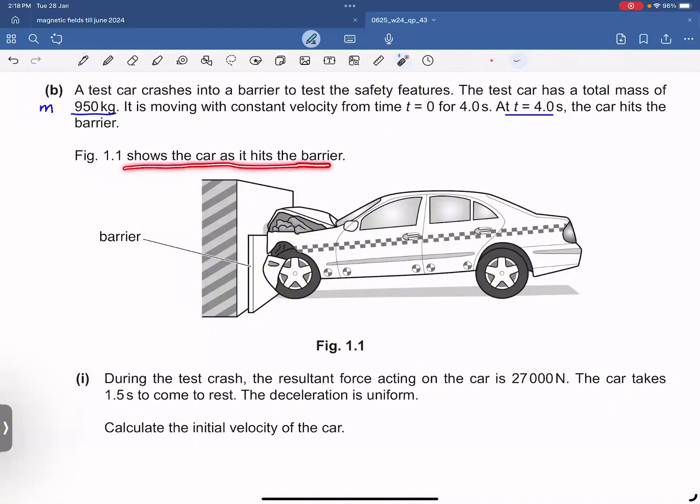The figure shows the car as it hits the barrier. During the test crash, the resultant force is this. You can underline this number, which is the resultant force, F. The car takes 1.5 seconds, it's a time t, to come to rest, final velocity is 0. So time taken, 1.5 seconds. Rest means final velocity is 0. The deceleration is uniform. Find the initial velocity.